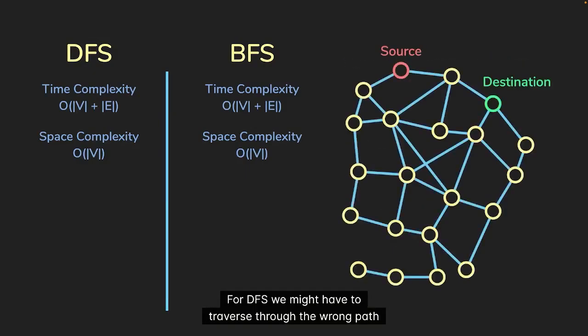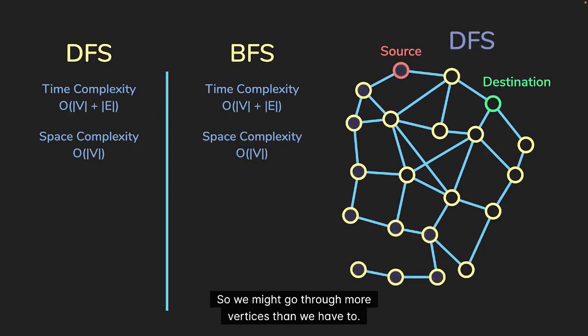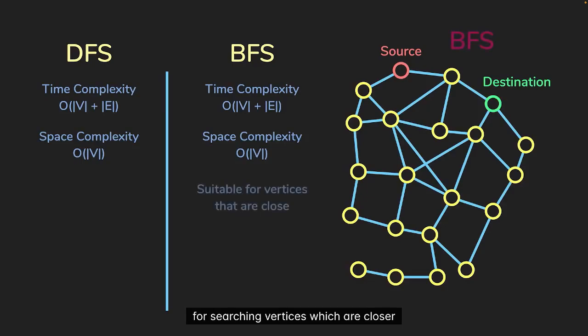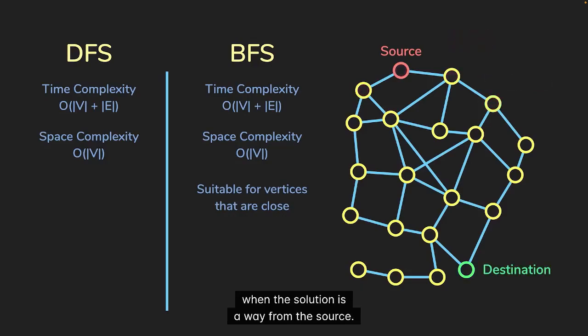For DFS, we might have to traverse through the wrong path before reaching the destination vertex. So we might go through more vertices than we have to. Similar to the previous reason, BFS is more suitable for searching vertices which are closer to the given source vertex, while DFS is more suitable when the solution is away from the source.